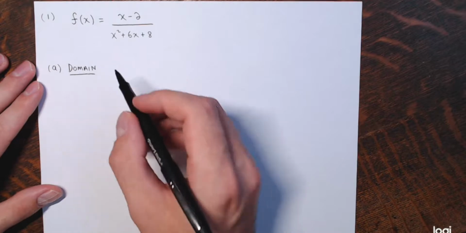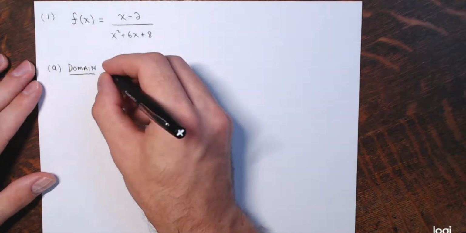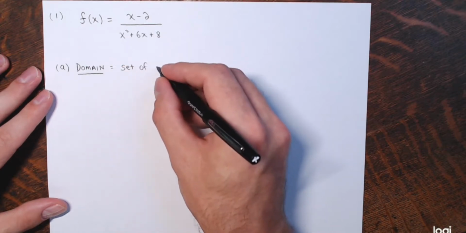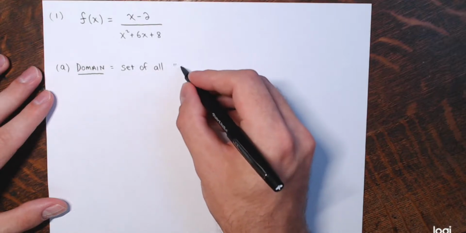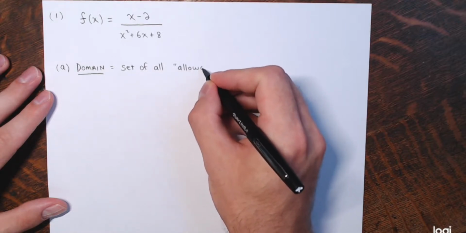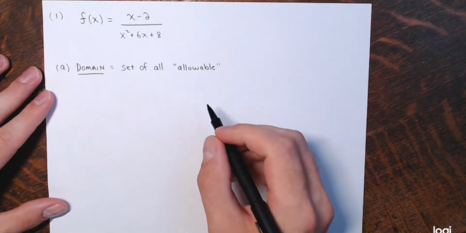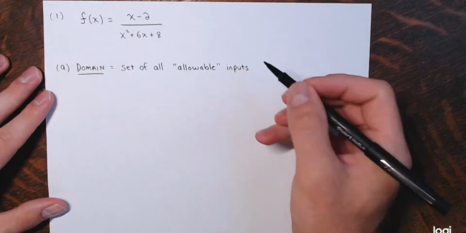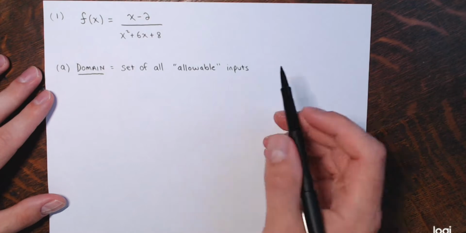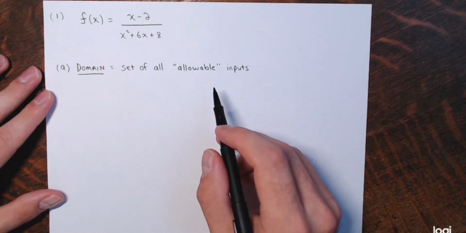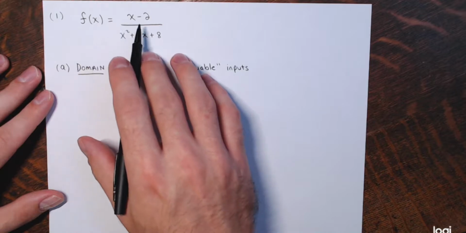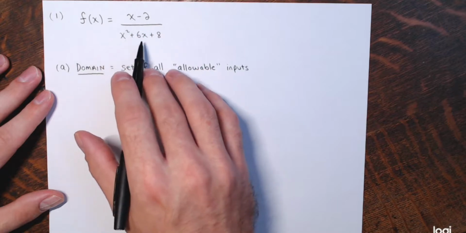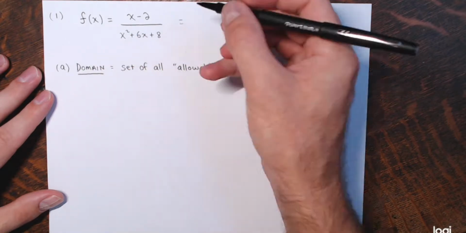Alright, so part A was state the domain. Now, remember, the domain of a function is the set of all allowable inputs for that function. And remember, inputs are values of x here. Well, if we look at f of x, how we calculate the output, x minus 2 is in the numerator, x squared plus 6x plus 8 in the denominator.